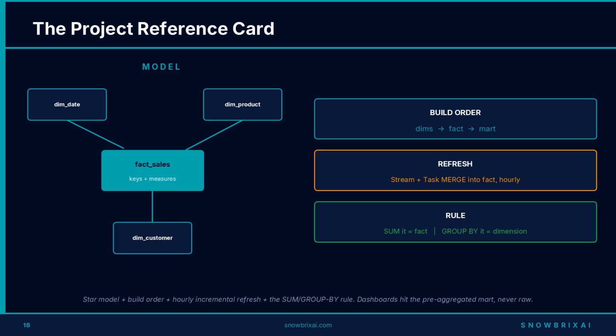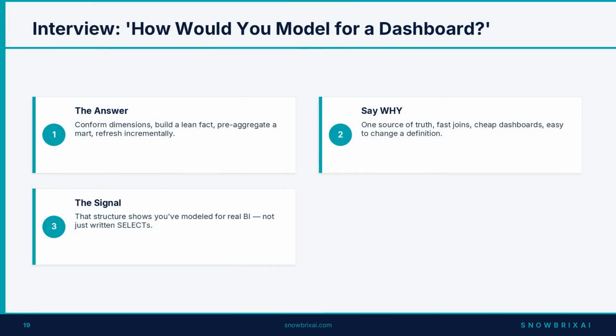Now let us turn it into an interview answer. Let me hand you the interview answer for this exact question. When they ask, how would you model for a dashboard? Here is your script. Confirm your dimensions, build a lean fact, pre-aggregate a mart, and refresh incrementally. But do not stop at the what. Say the why. One source of truth, fast joins, cheap dashboards, and easy to change a definition in one place. That structure tells the interviewer something important. You have modeled for real BI, not just written a pile of selects. That is the difference between an analyst and an architect.